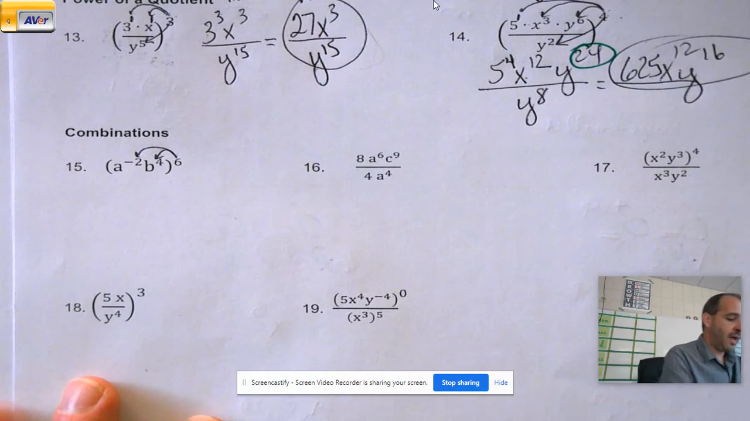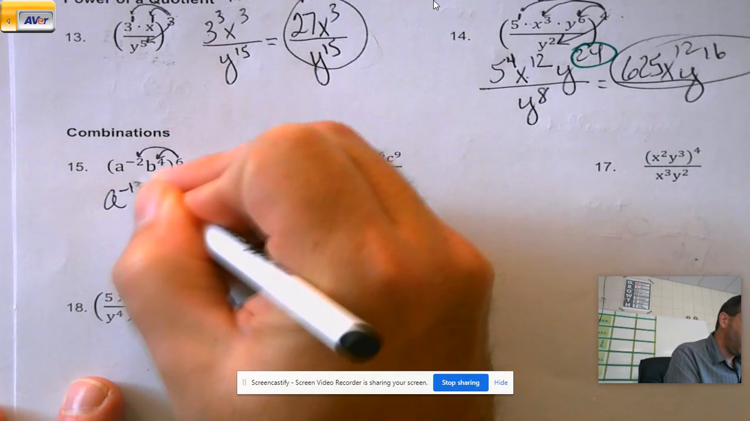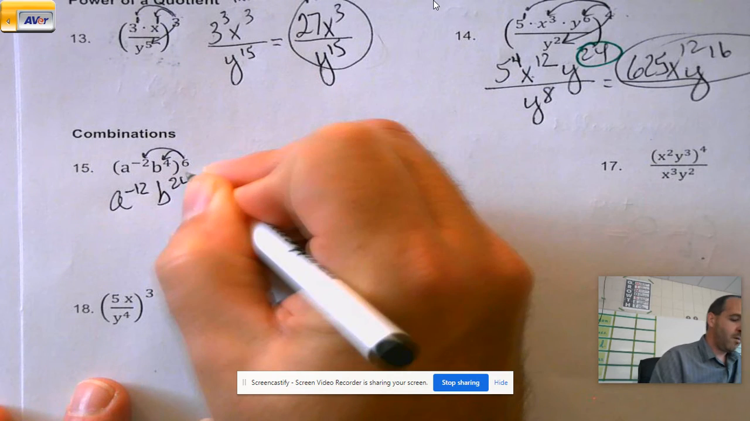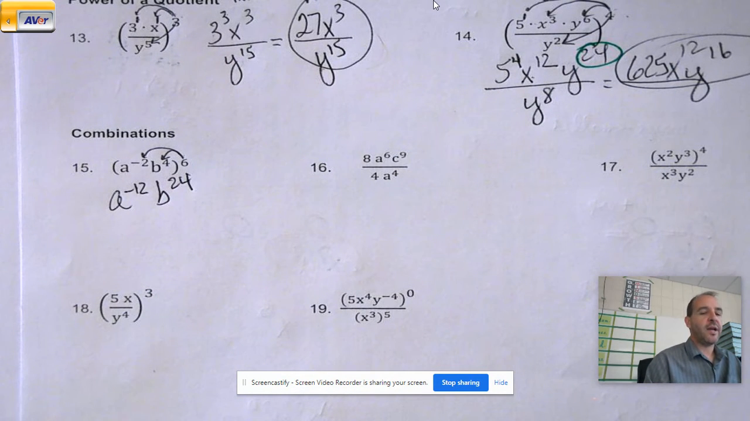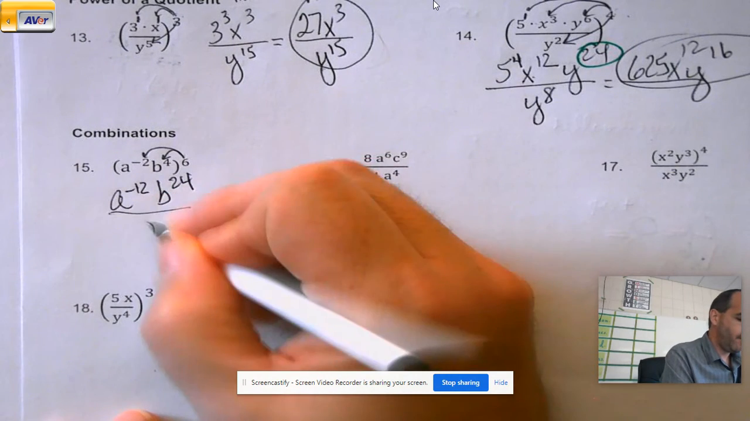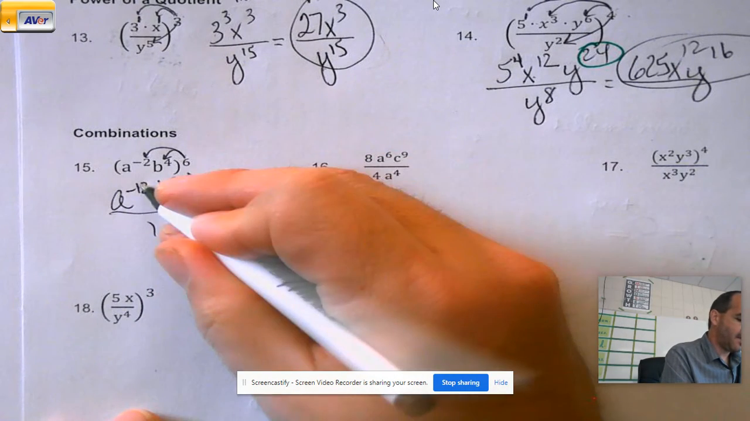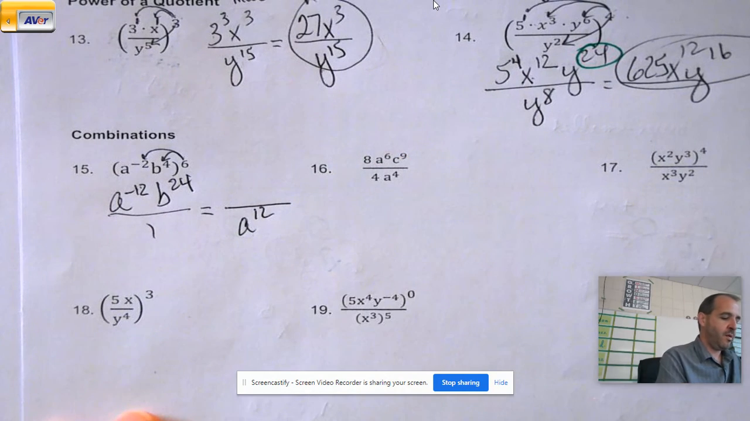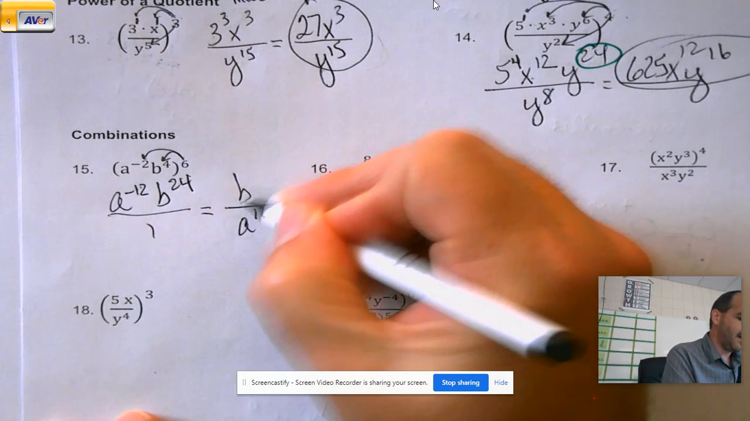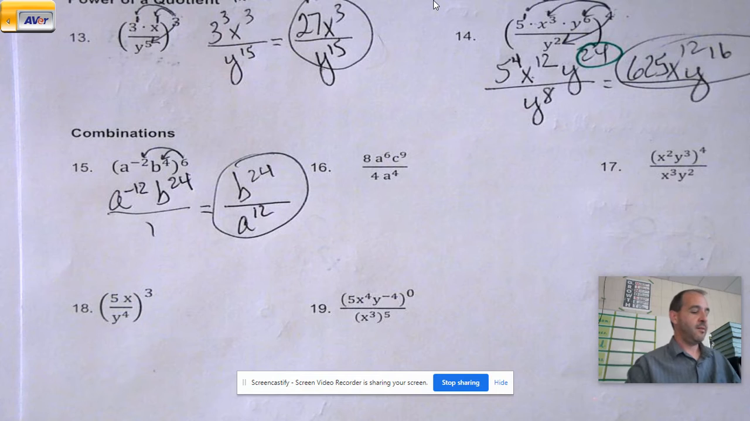Power to power is multiply. But remember, no negative exponents in answers. Don't circle that. If it's got a negative exponent, you flip it. If it has a positive exponent, it stays right where it is. Details. Lots of them.